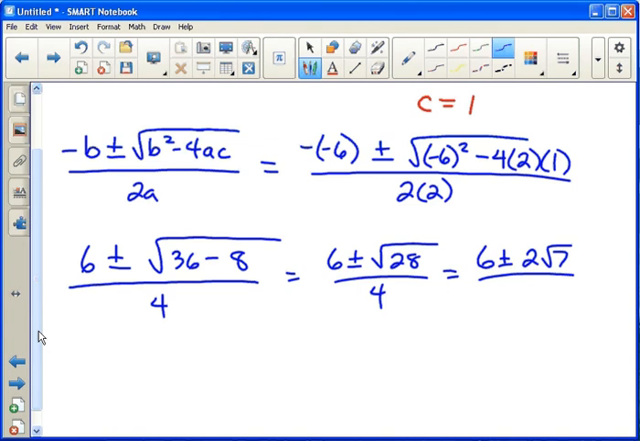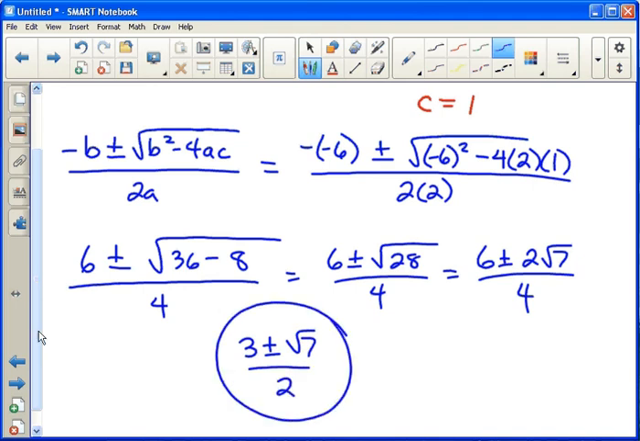And the last thing you need to do is check and see if there's any way you can reduce the fraction. See if there's anything that all three pieces have in common. Now it's very important you realize that there are three pieces: the 6, the 2 square root of 7, and the 4. To be able to reduce it, all three of those pieces have to have something in common. And these do. They all have a 2 in common. So I can divide each of those by 2 and get my final answer, which will be 3 plus or minus the square root of 7 over 2.